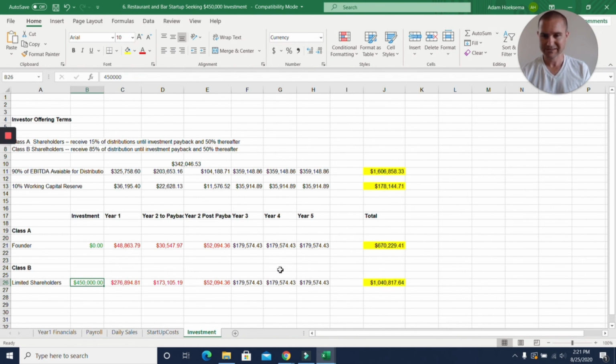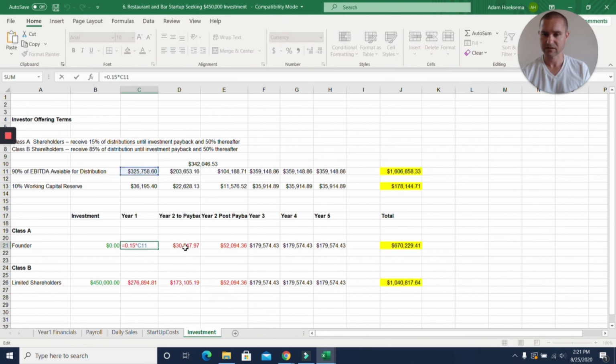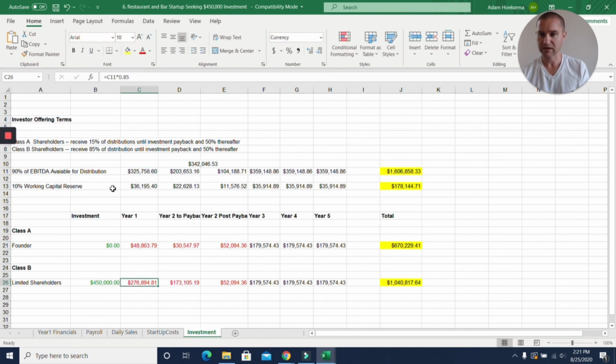And they're also building in a working capital reserve. So up here, this row is the EBITDA, the earnings that are available for distribution to the investors. And then 15% of that is going to the founder, and 85% of that is going to these limited shareholders. So I think I understand how the math is working out.